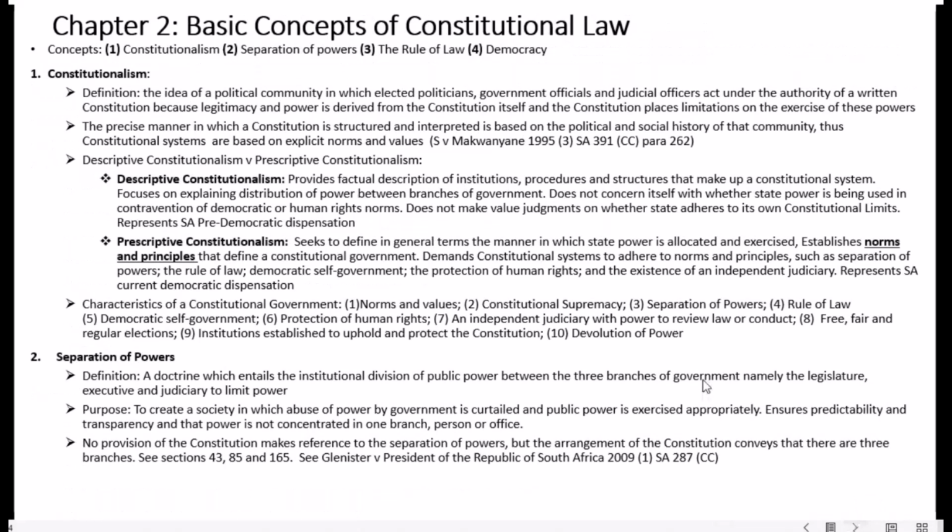Okay, colleagues, and then chapter 2 covered the basic concepts of constitutional law. And for purposes of this discussion, 4 concepts were identified, being constitutionalism, separation of powers, the rule of law, and democracy. You cannot understand South African constitutional law if you do not understand these concepts, colleagues. So please make sure that you do understand each one of these concepts, especially how they are outlined and explained in the textbook.